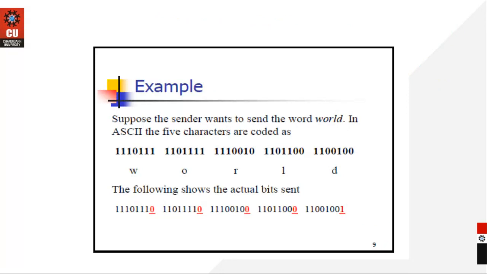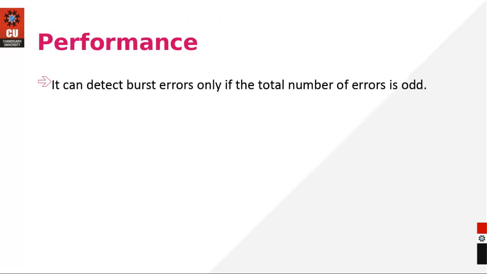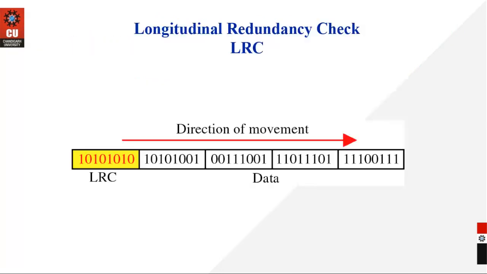Now let's see how your LRC work. This is an example we'll discuss in the next class because we will not be able to complete it. Now let's talk about LRC. LRC also works similarly to VRC with a little bit of difference. Now what is the difference that we need to see? Suppose I have got 32 bits of data and that data is divided into the lots of 8 bits.